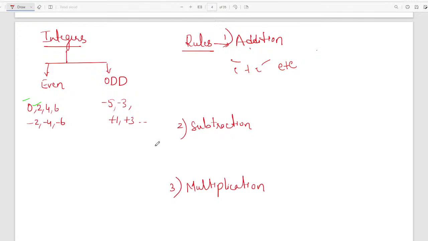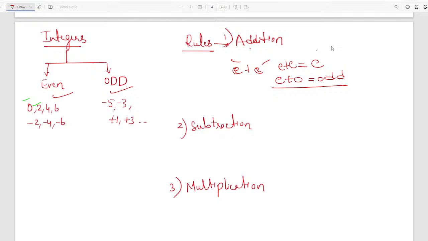Okay, we'll start with the basics here. So we had discussed the even numbers and odd numbers, and now we'll see the basic properties of even numbers and odd numbers. For example, in addition, whenever we are adding an even number and an even number, we get another even number. So whenever you add two even numbers, you get an even number. But whenever you add an even number plus an odd number, you get an odd number. So even plus even is even, even plus odd is odd.